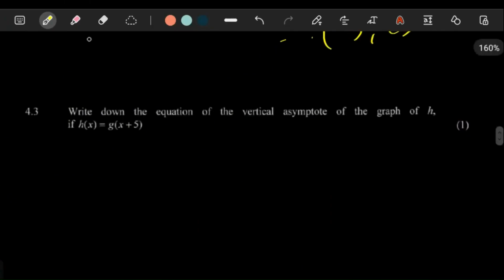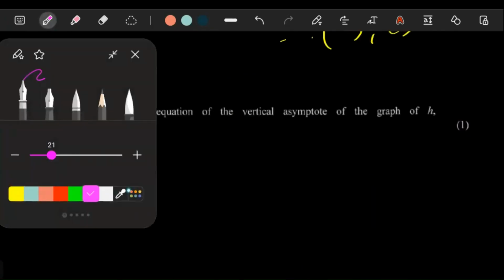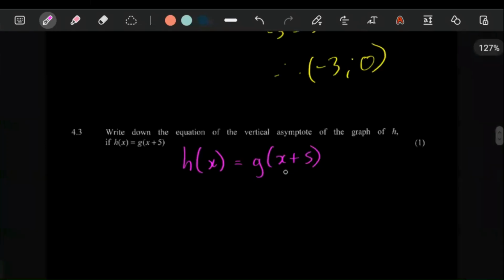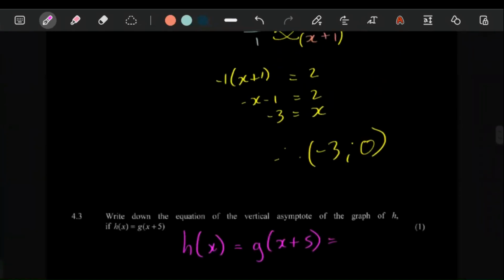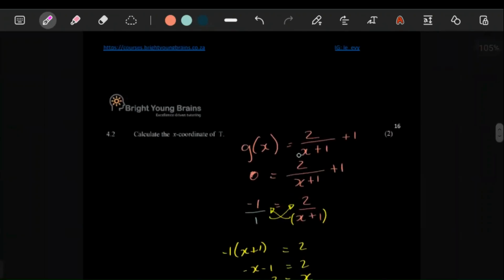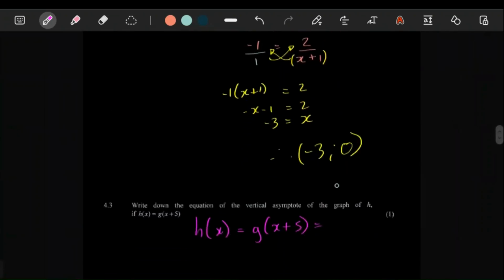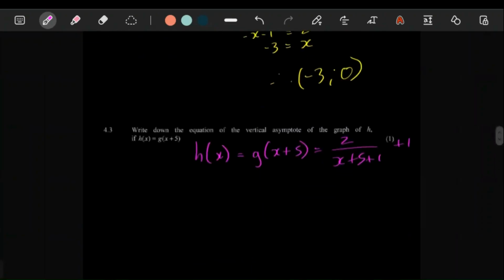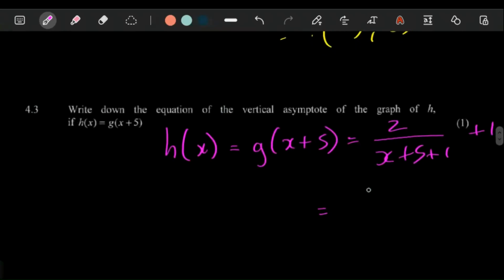Write down the equation of the vertical asymptote of the graph of h if h is g of x plus 5. So what that means is, remember h is g of x plus 5. What that means is in the equation of g, wherever you see x, just put the x plus 5. So you're going to have 2 over x plus 5, wherever x is, and then the plus 1 is still there. Here you go. So if you simplify this, you're going to have 2 over x plus 6, plus 1. This is what g of x is. I mean h of x.